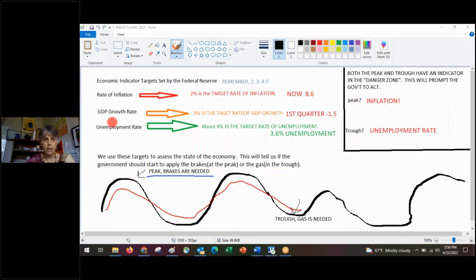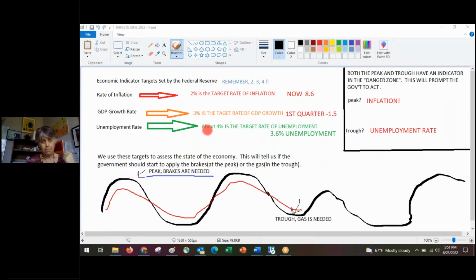Our next indicator is the GDP growth rate. They measure this in quarters. The goal is around 3%. We want to have around 3% growth in GDP. The first quarter of 2022, January, February, March, was negative 1.5. Two consecutive quarters of negative GDP growth is the official definition of a recession. So we still have to see April, May, June. Sometime in July, we'll get the second quarter. Hopefully, this is going to be a positive number.